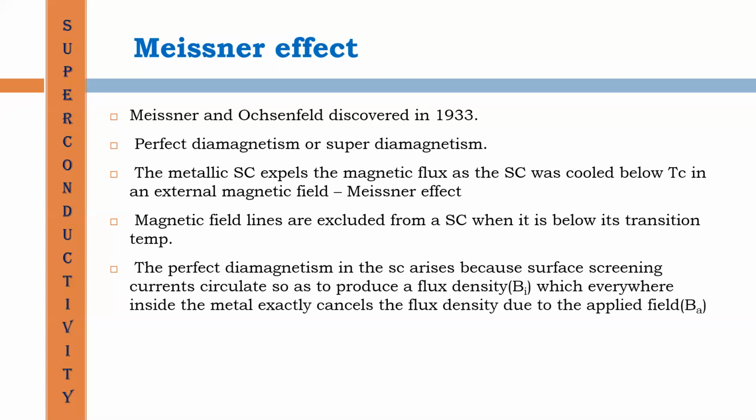This can be explained in two ways. Okay, one of the ways is that this perfect diamagnetism in the superconductor arises because the surface screening current circulates so as to produce a flux density which everywhere inside the metal exactly cancels the flux density due to the applied field.